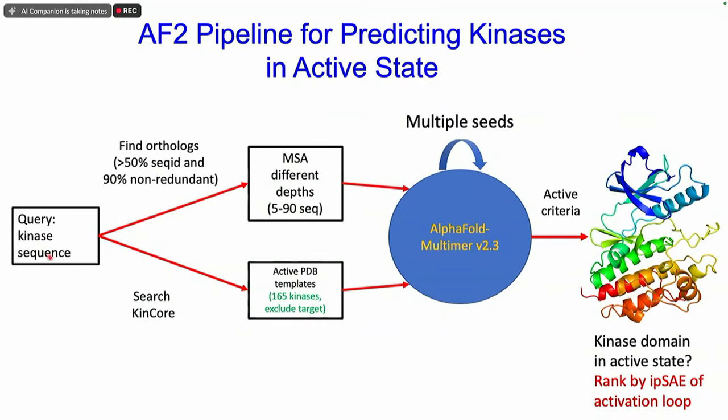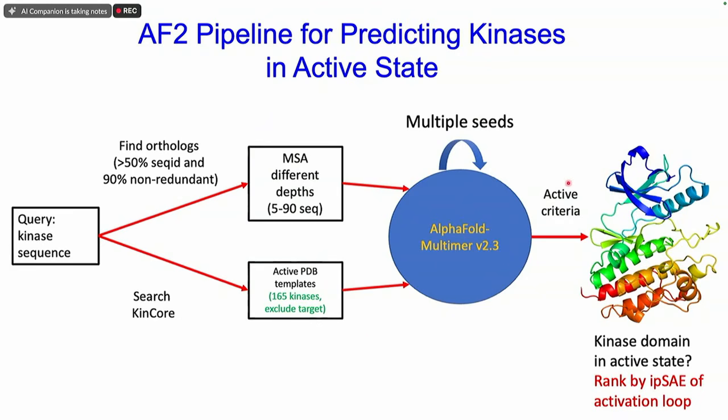So we take the query sequence, we use ortholog sequences of each kinase that are more than 50% identical to each target and not similar to each other, 90% sequence identity or less to each other. We search our kinase database, and we have a whole bunch of templates, PDB structures that we know are active by our criteria, and we use those as information to put into the network so that AlphaFold is convinced to make active-looking structures. And we give it the multiple sequence alignment, and then we run AlphaFold many times, and then we get an active structure.